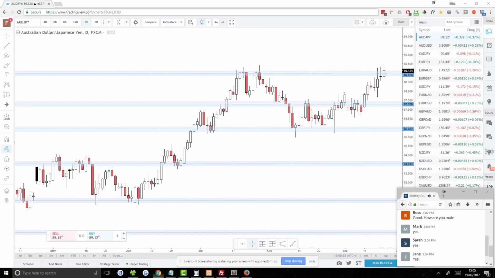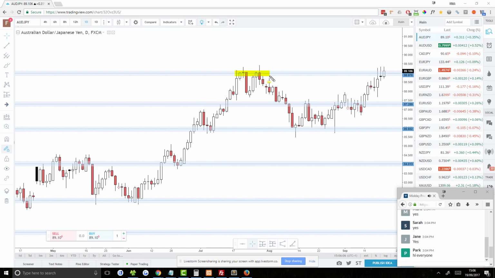If you look to the left, this is one of the most important rules in trading, really, looking to the left. Looking to the left always gives you a lot of good information. So looking to the left, what does the AUDJPY daily chart tell us right now?